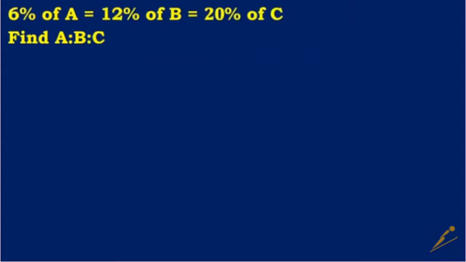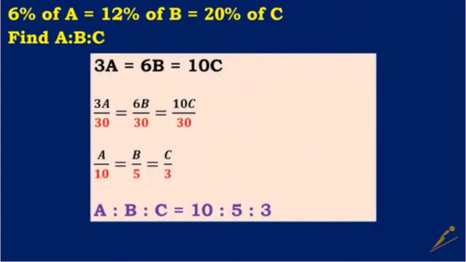Example 2. 6% of A equals 12% of B equals 20% of C. Find A:B:C. We can start by using equality. 6A equals 12B equals 20C. Dividing the equality by 2, we get 3A equals 6B equals 10C.